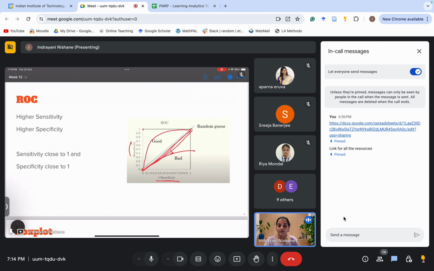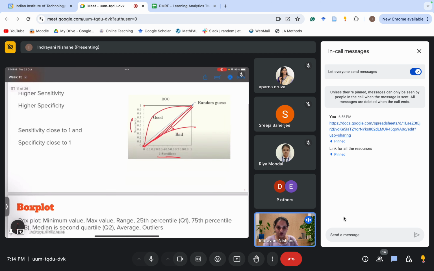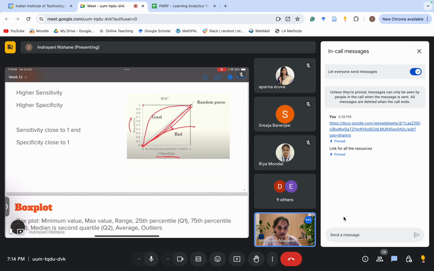You remember we have solved almost 2 types of such questions, one in that week's assignment and one in week 12's assignment. So this was about ROC, how to read the graph for the ROC curve.